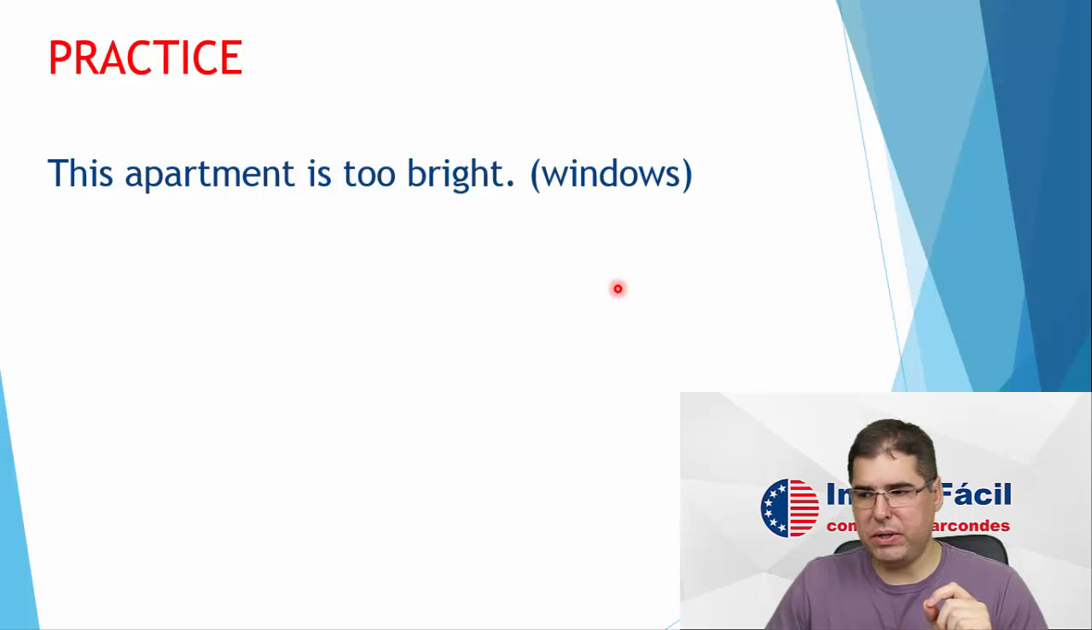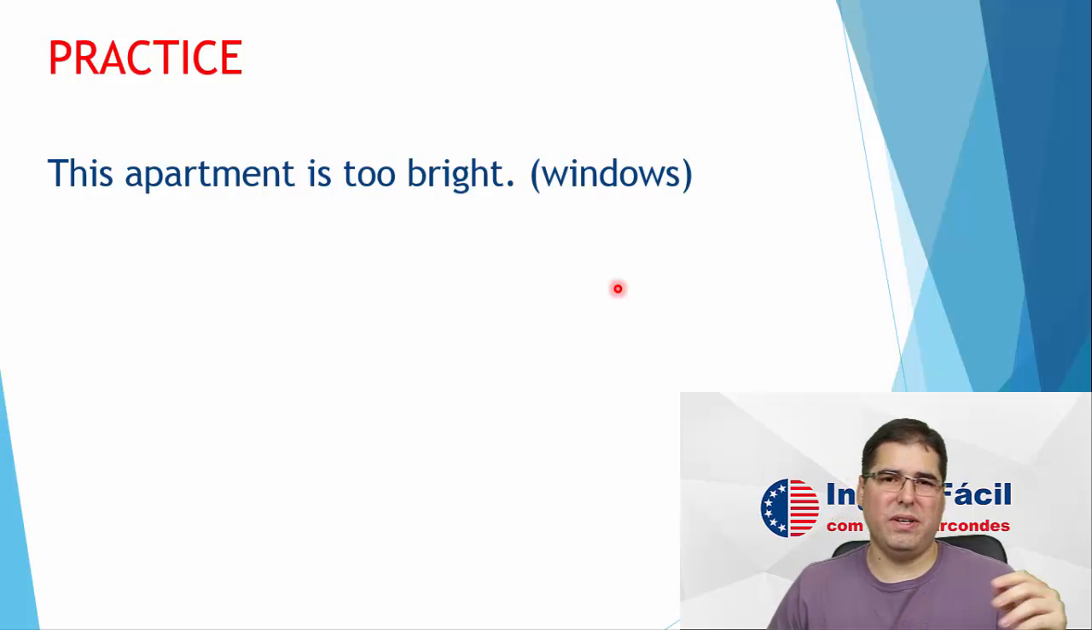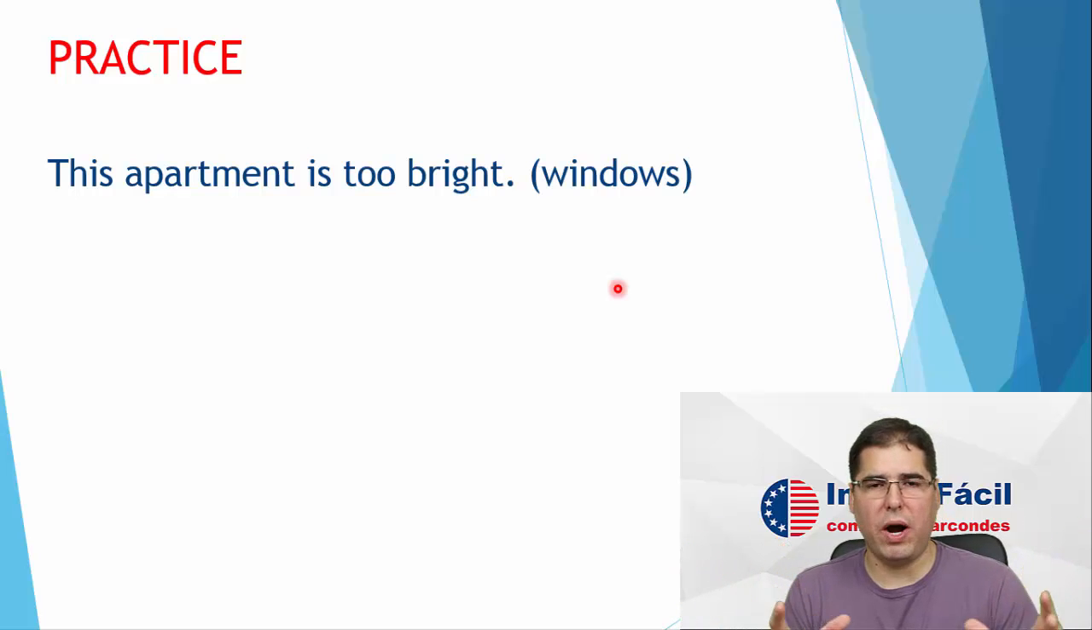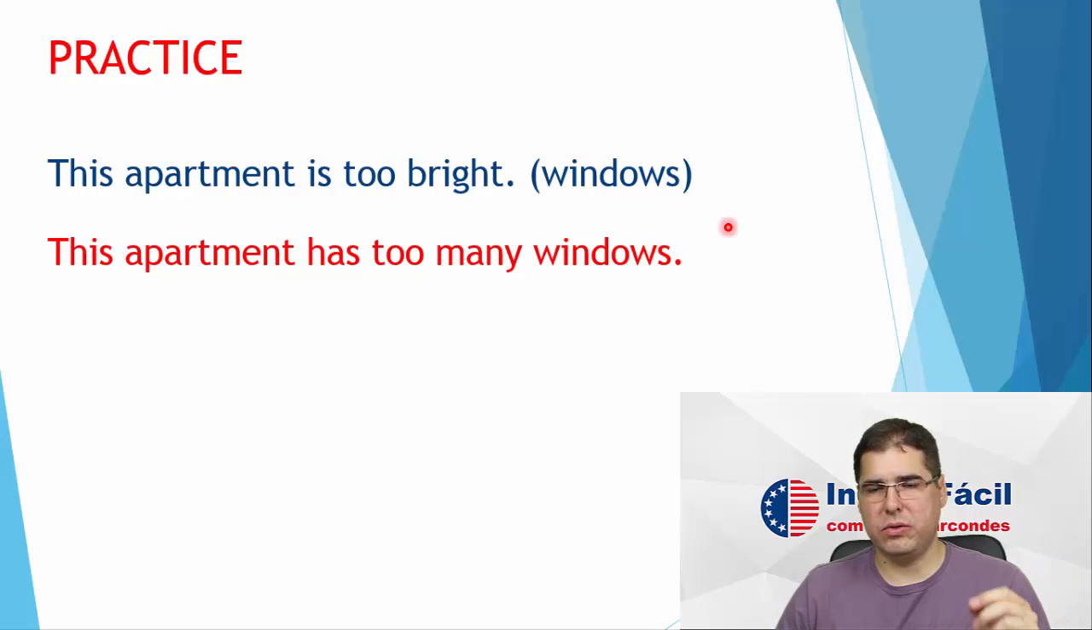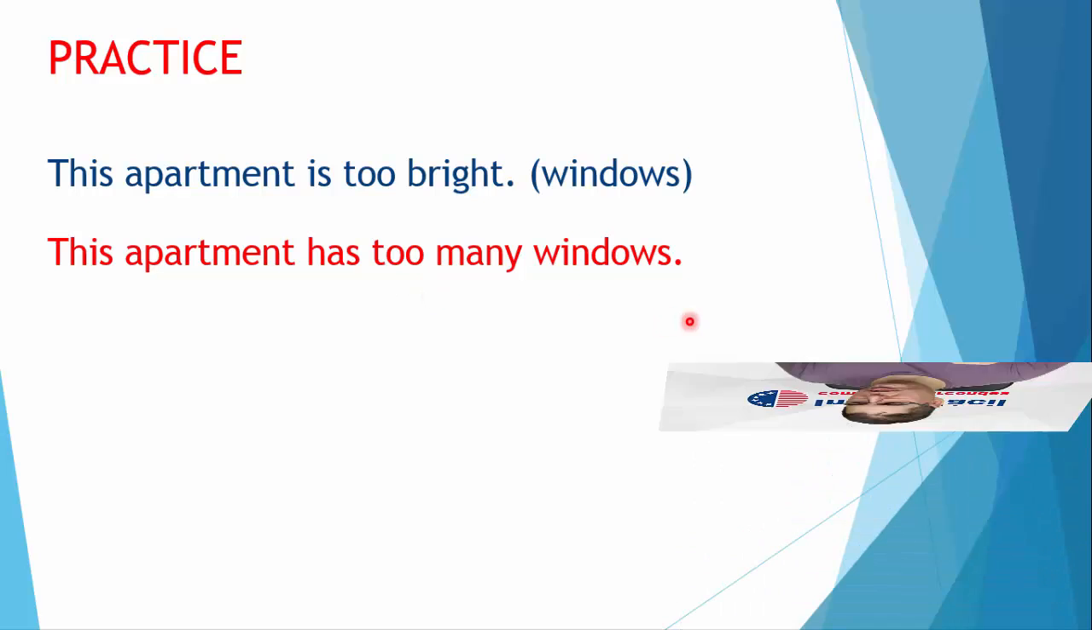So this apartment is too bright. So there's too much light in this apartment. It's too bright. So what can we say about the windows? It has too many windows. So this apartment has too many windows. So windows is a count noun, right? It's countable, so I'm going to use too many and not too much.